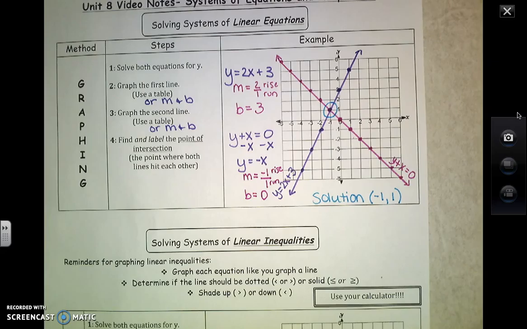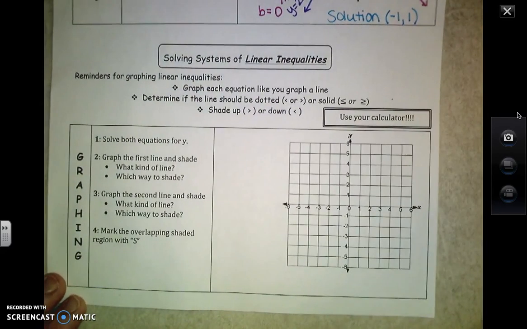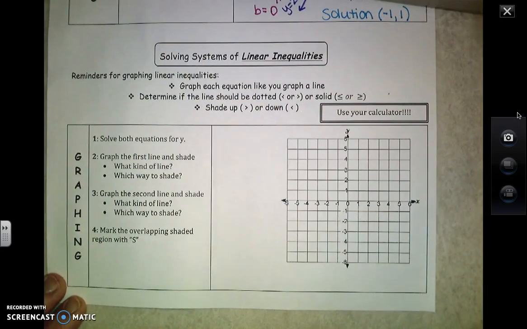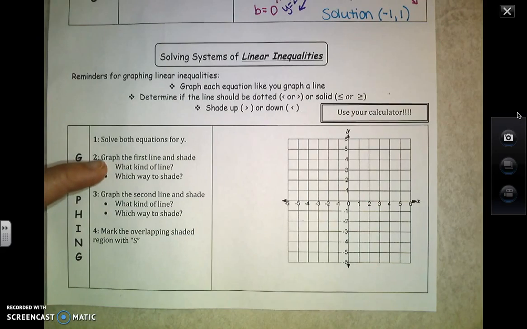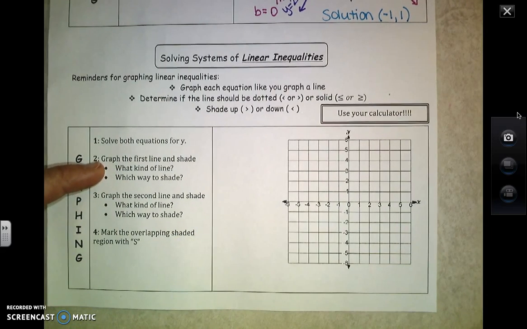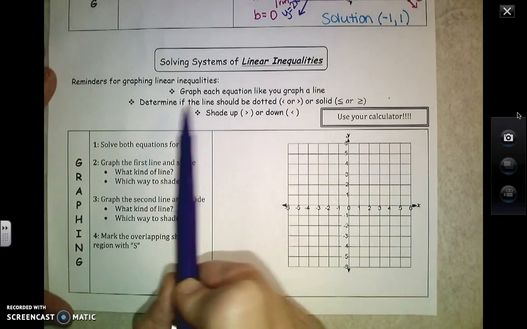Now we're going to graph a system of inequalities, down at the bottom here. Your calculator is going to be very handy when you're graphing a system of inequalities, but for today I'm going to show you how to do it without your calculator. First we're going to get y alone for both equations. Then when we graph the lines, we have to consider what kind of line should be drawn and which way we should shade. That information is up here.